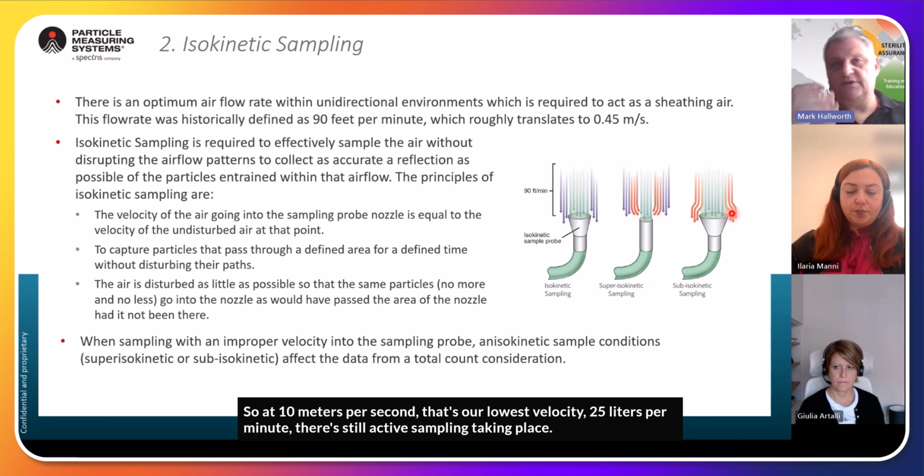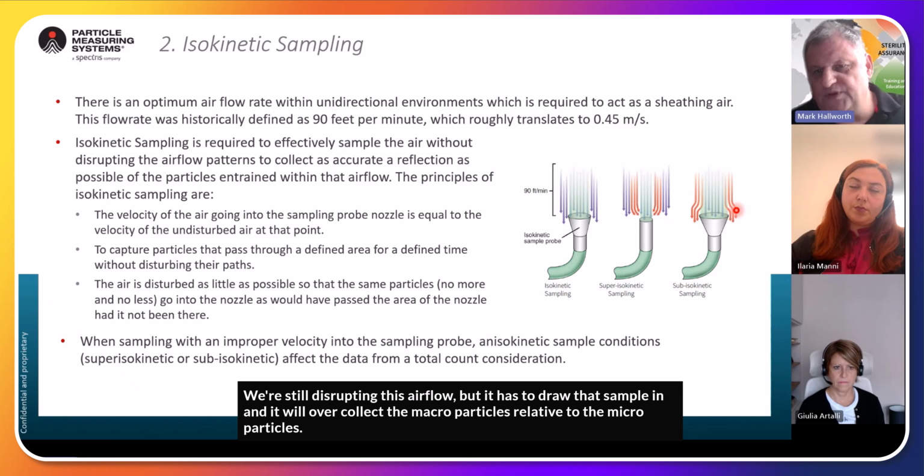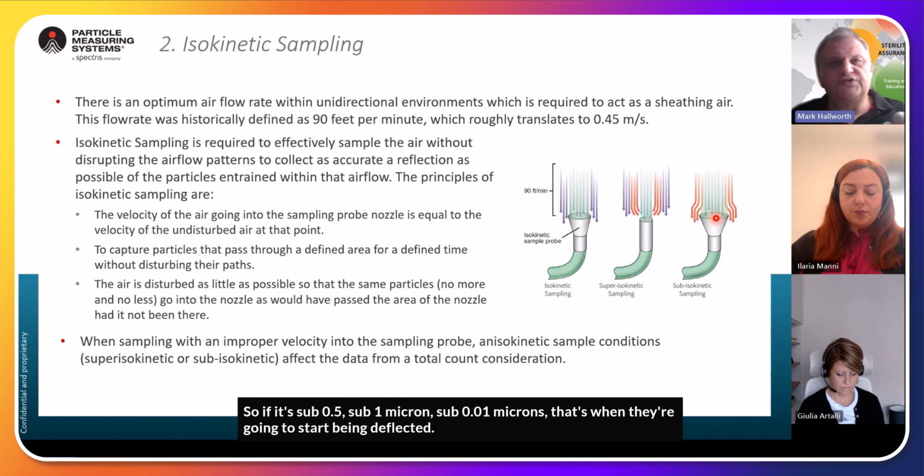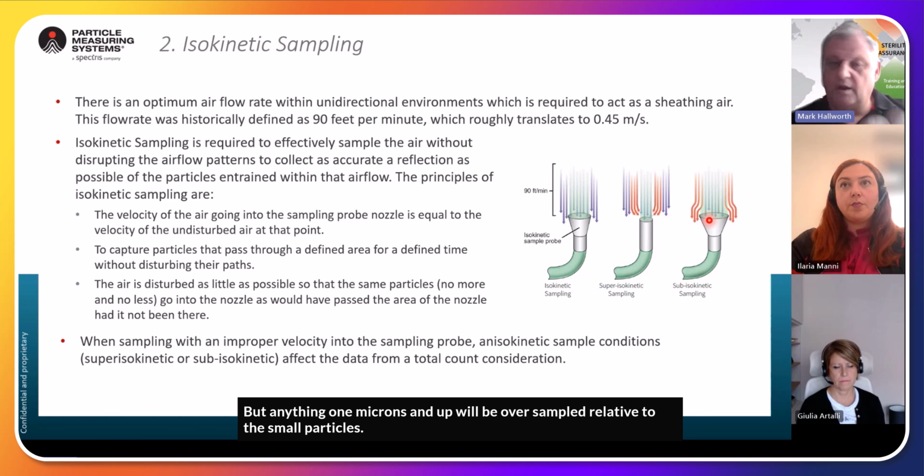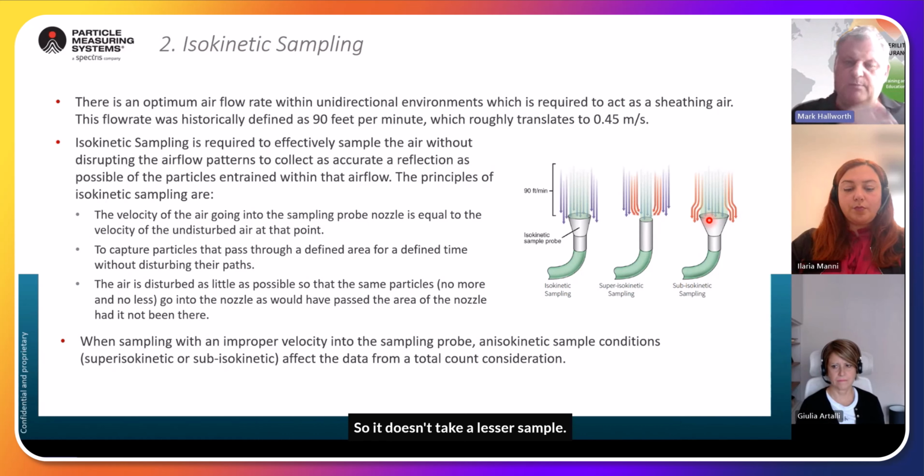So at 10 meters per second, there's an active sampling, and that's our lowest velocity, 25 liters per minute. There's still active sampling taking place. We're still disrupting this airflow, but it has to draw that sample in, and it will over collect the macro particles relative to the micro particles. So if it's sub 0.5, sub 1 microns, sub 0.01 microns, that's when they're going to start being deflected. But anything 1 micron and up will be oversampled relative to the small particles. So it doesn't take a lesser sample, it just shifts the curve of distribution of particles.